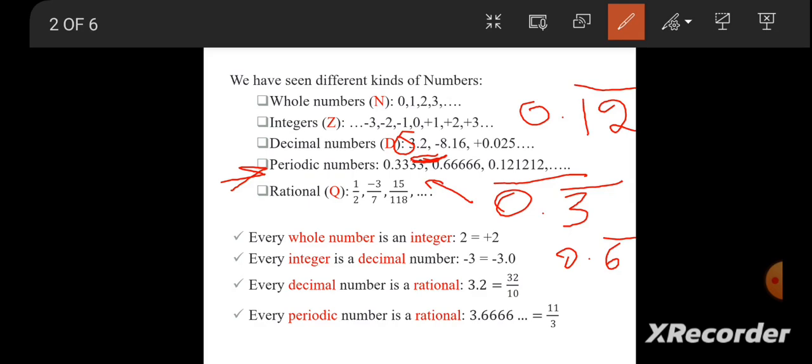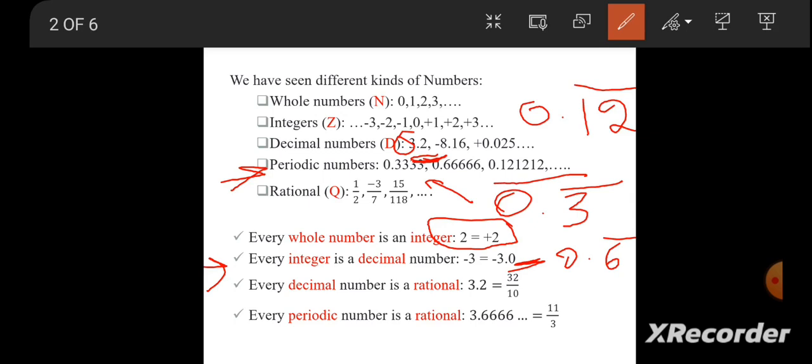Now, some notes. Every whole number is an integer. What do I mean by that? 2 and plus 2 is the same. 9 can be written as plus 9, and so on. Every integer is a decimal number. Why? -3 can be written as -3.0. It's the same. The decimal part here is 0. It makes no difference, so I can write it or not.